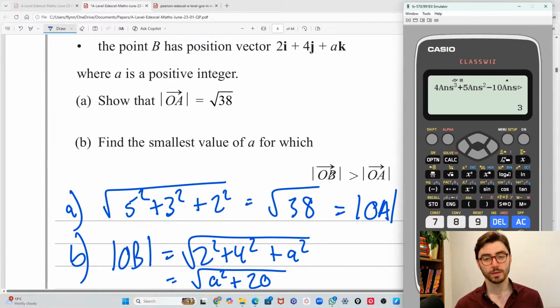So, let's plug in 4, let's plug in 5. So the root of 2 squared and 4 squared and 5 squared. I'm plugging that in. That's root 45, which is bigger than root 38. So that is definitely true.